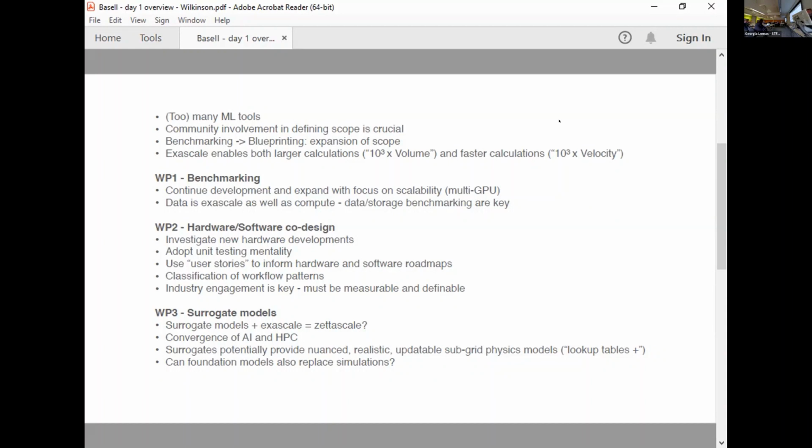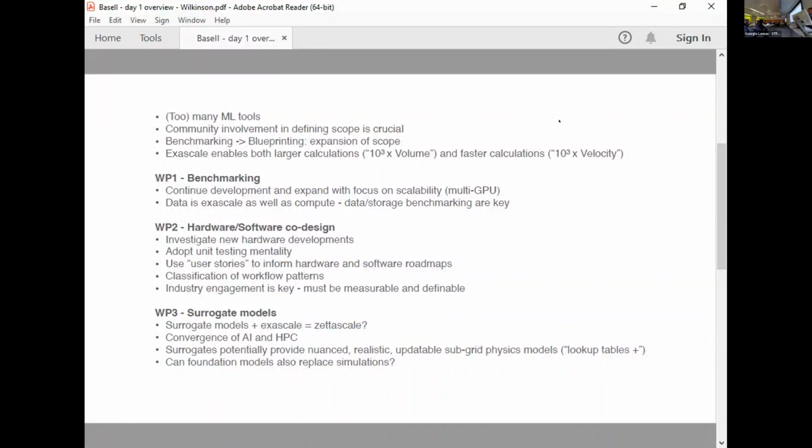factor into the benchmarking. I like the way Jeremy described surrogates, that they could provide nuanced, realistic, updatable subgrid physics models. I think that all three of those adjectives, nuanced, realistic, and updatable, they don't really apply to, yeah, I shouldn't really say that when I'm being recorded. In many fields, that is not how you would describe the subgrid physics models. You would describe them as simplistic, just power law approximations. So we really do need nuanced, realistic, updatable subgrid physics in many areas.